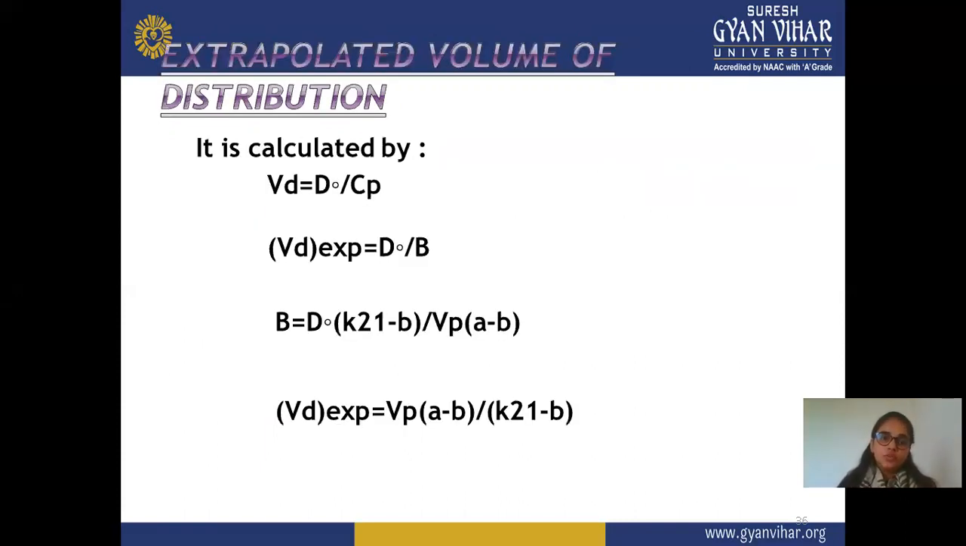Next is the extrapolated volume of distribution. This is calculated by Vd equals D divided by Cp, and Vd in exponential form equals D divided by B, where B equals D times (K21 minus B) divided by (Bp, A minus B). Volume of distribution in exponential form receives this equation, Bp equals (A minus B) divided by (K21 minus B).